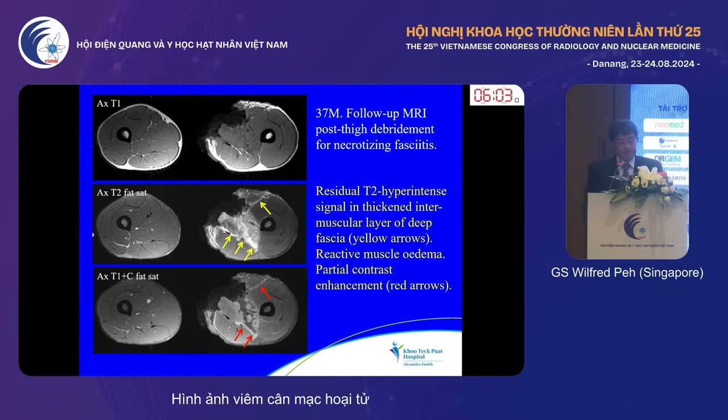37-year-old man who had previous surgery for necrotizing fasciitis. And this is a series of follow-up MRIs. So the limb on this side, the left-hand side, is normal. On the right-hand side, you can see that there is fluid in the thickened intermuscular fascia with some enhancement, partial enhancement.